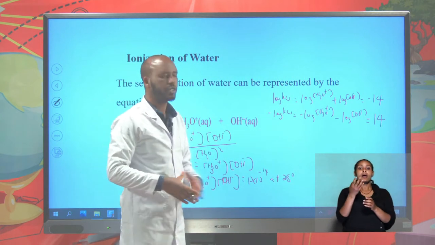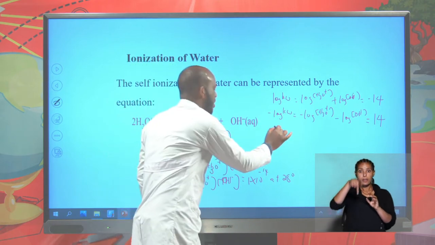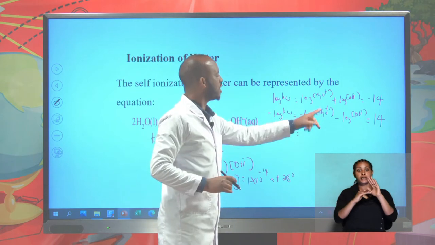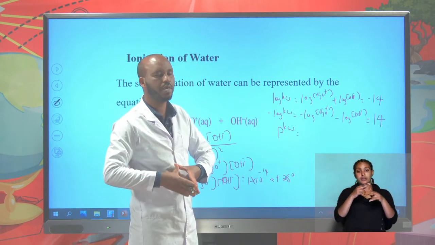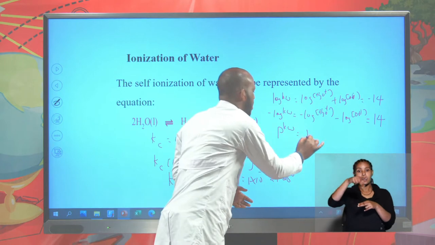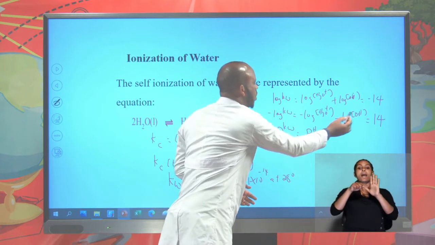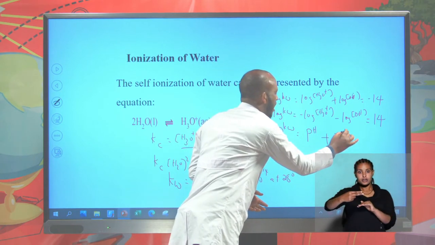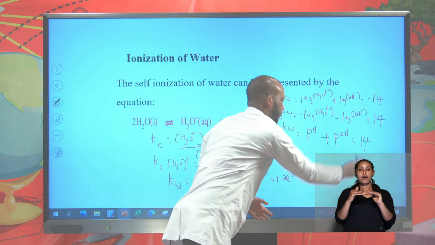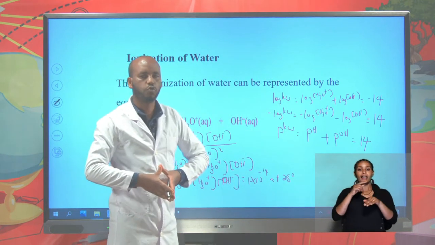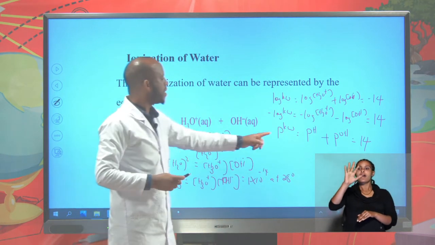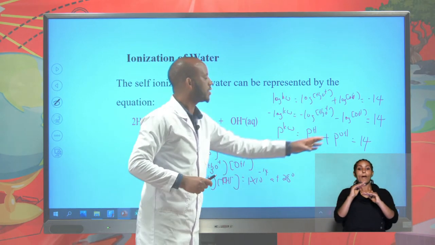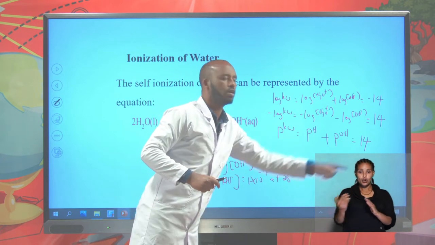Minus log K water is pK water, which equals minus log hydronium ion concentration, known as pH, minus log OH minus concentration, which is pOH, equals 14. At a temperature of 25 degrees centigrade, pK water, which is minus log of K water, equals pH plus pOH equals 14.